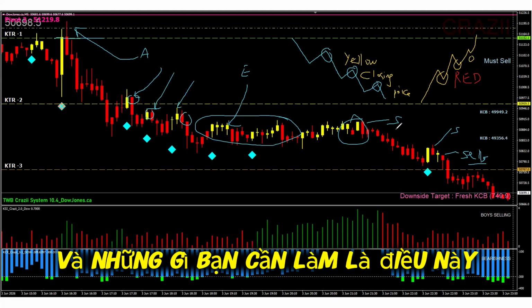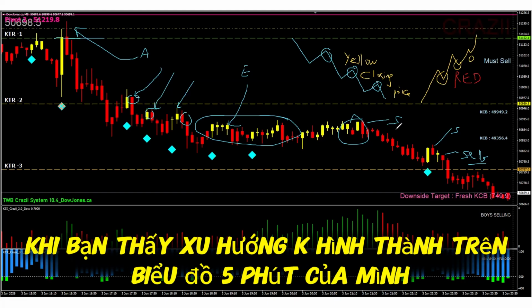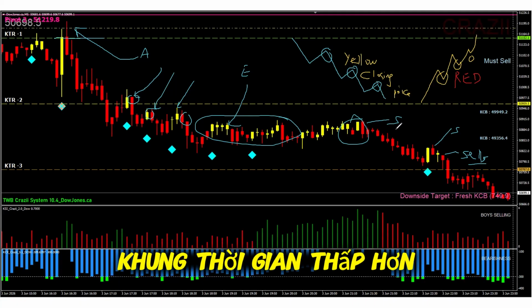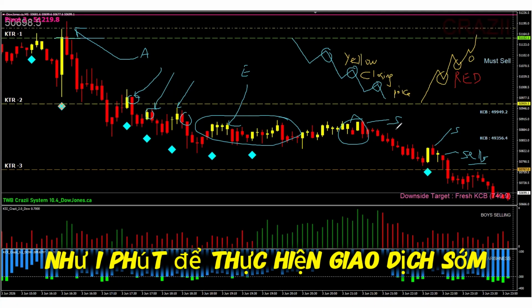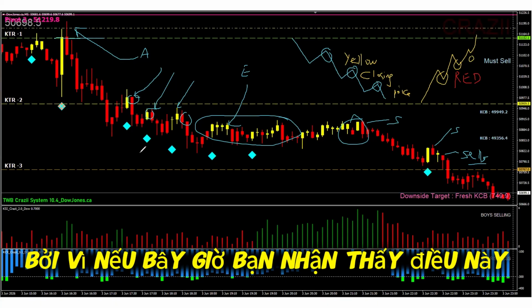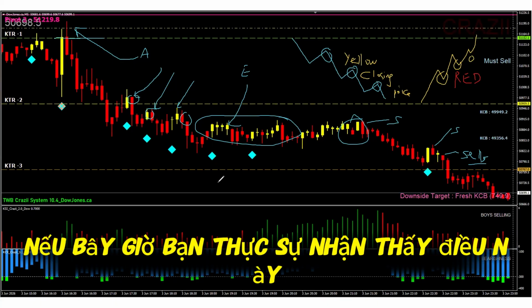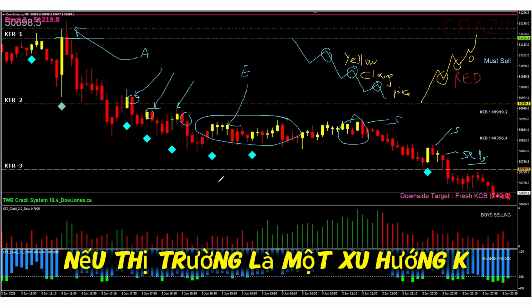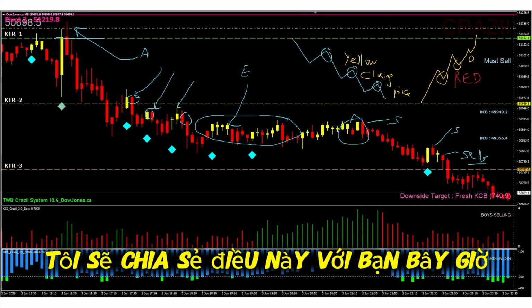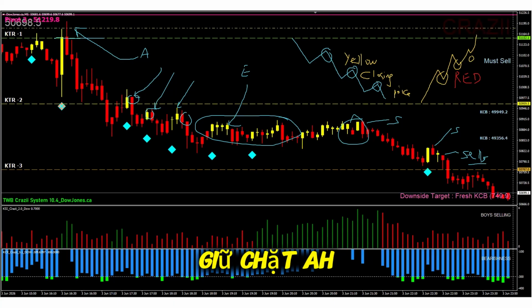And what you need to do is this, once you see a K trend forming on your 5 minute chart or your day chart, you can go to a lower time frame like a 1 minute chart to execute an early trade and put a stop loss nearby. Because if you really notice this by now, guys, if the market is a K trend, you will notice a very clear thing. I'm gonna share this with you now. You're gonna love this. Yeah, hold on.